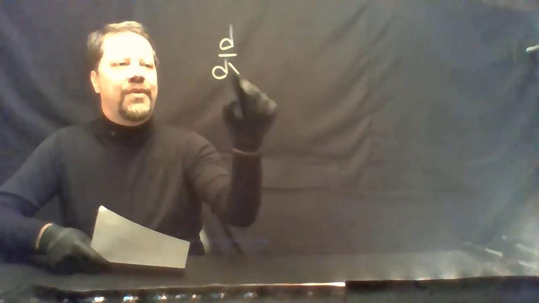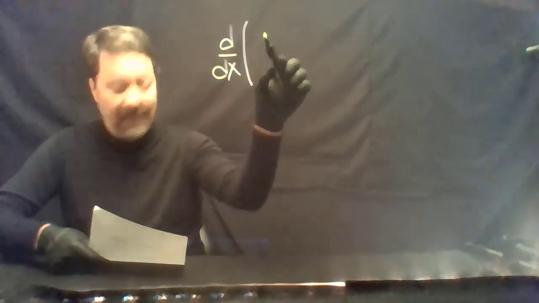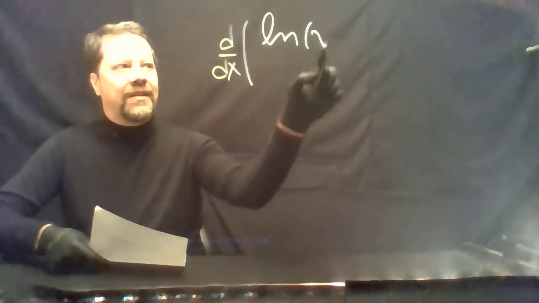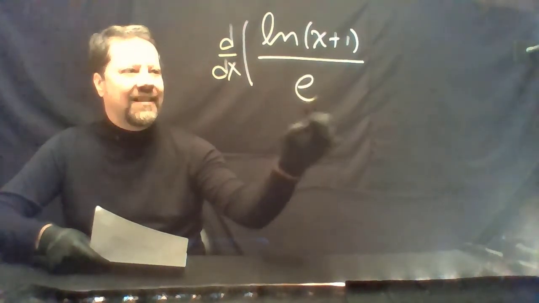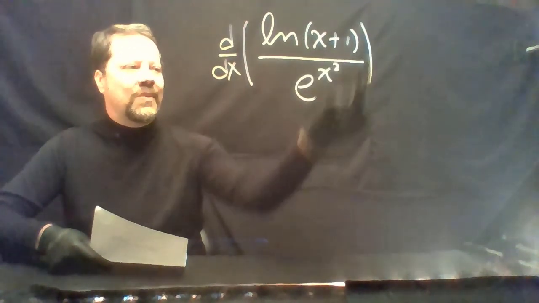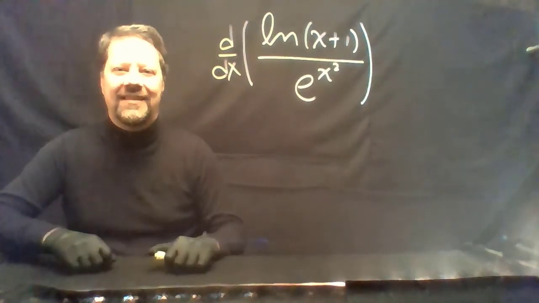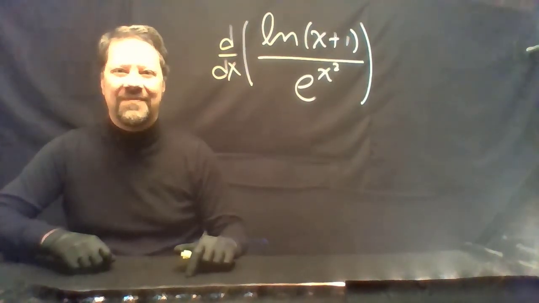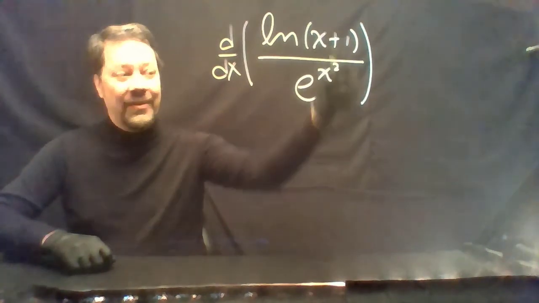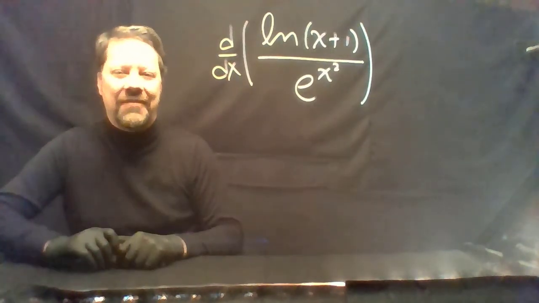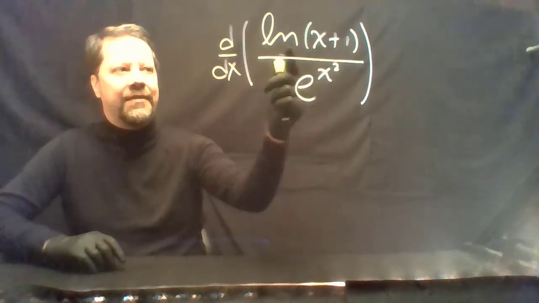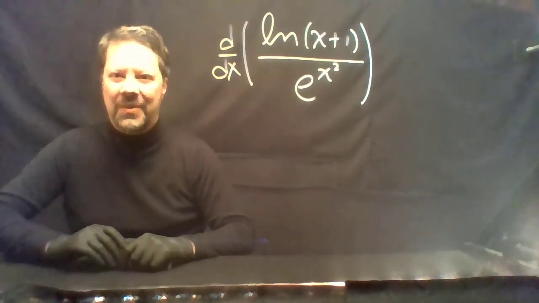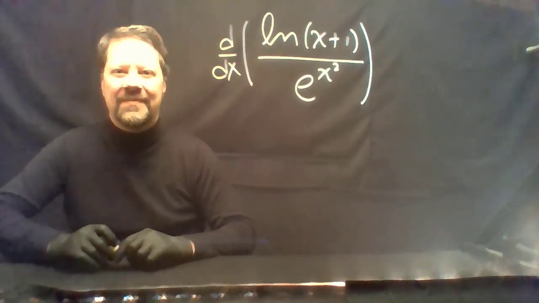On problem 2, we have the derivative of the natural log of x plus 1 divided by e to the x squared. Name the rules. We have a quotient, so there's definitely a quotient rule. And we have functions inside of other functions, so we'll need the chain rule as well.